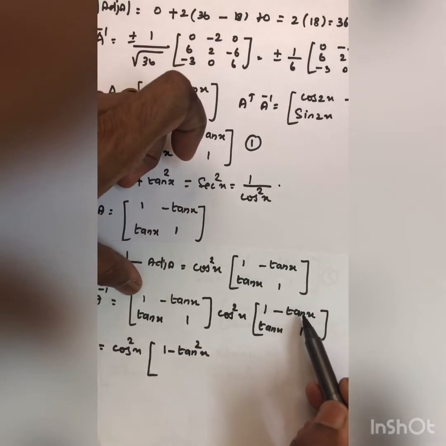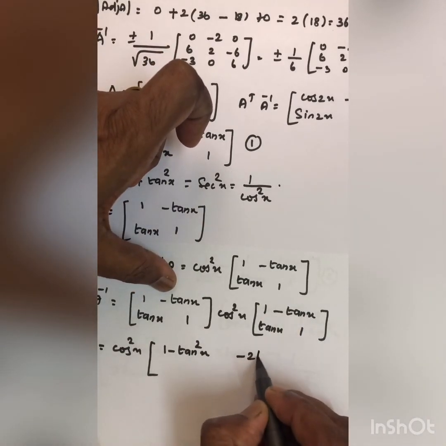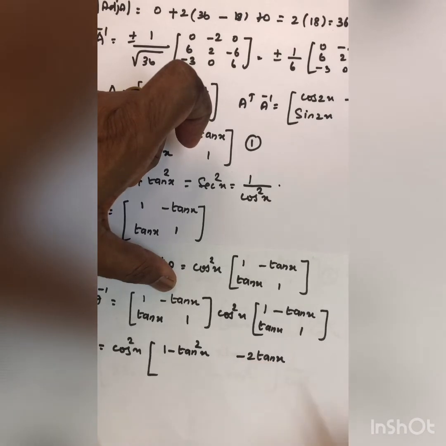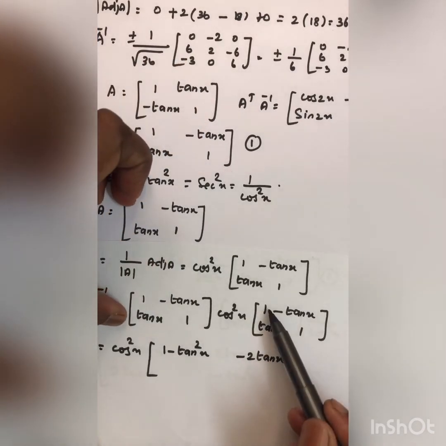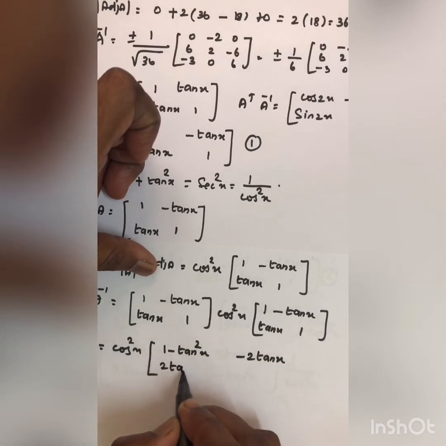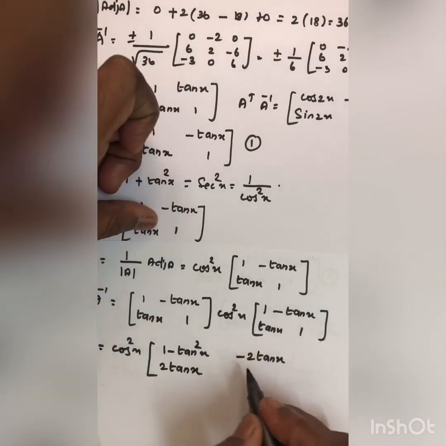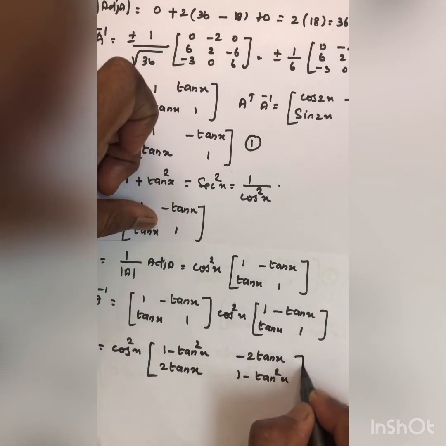Then minus tan x minus tan x. Therefore I have minus 2 tan x. Next step, tan x plus tan x. So I have 2 tan x, minus tan square x plus 1. So this is 1 minus tan square x.